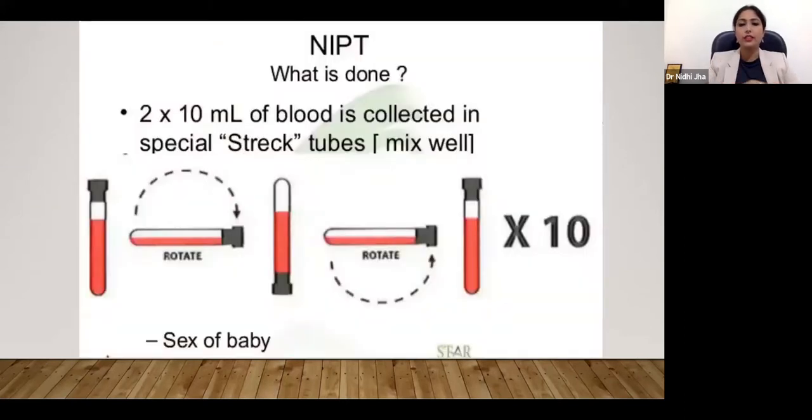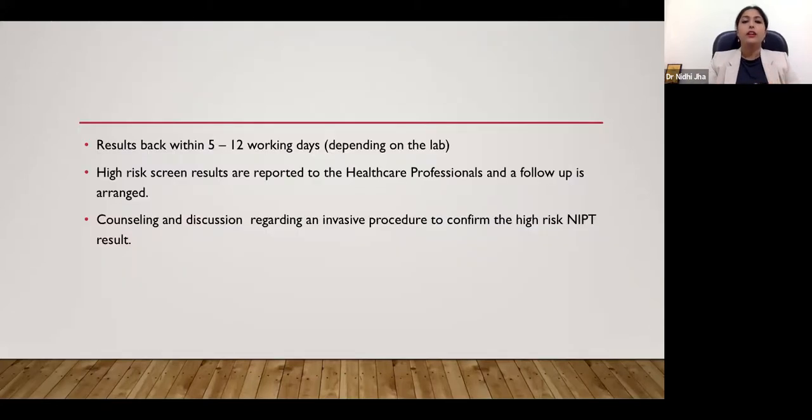So here you can see the Streck tubes. Two 10 ml tubes of blood are collected in special Streck tubes. The important part of it is that it should be shaken well, mixed well. The result is back within 5 to 12 working days, depending on the lab. High-risk screen results are reported to the healthcare professional and a follow-up is arranged. Counseling and discussion regarding an invasive procedure to confirm the high-risk NIPT results.